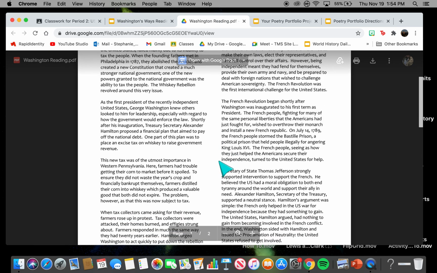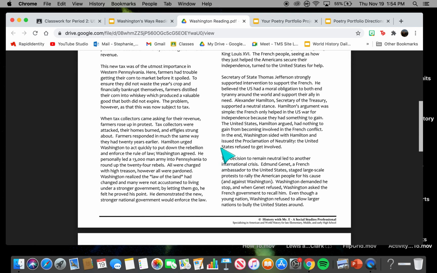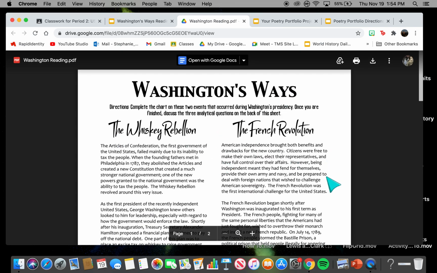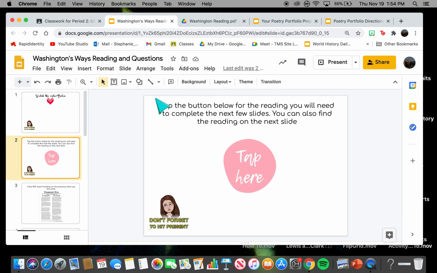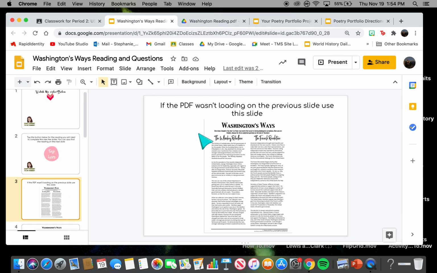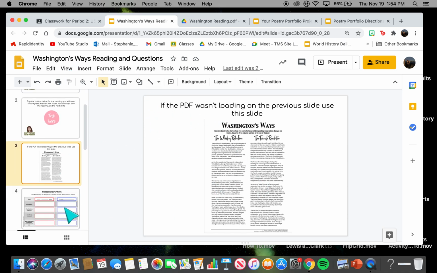I think it's a lot easier to read because it's bigger and you're able to read it better. However, I know that PDFs don't always load on people's iPads, so I did put a picture of the reading on slide 3. You'll just have to increase the size. So just FYI if the PDF is not loading.